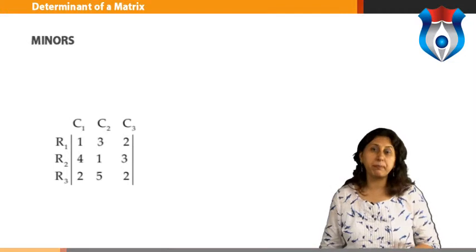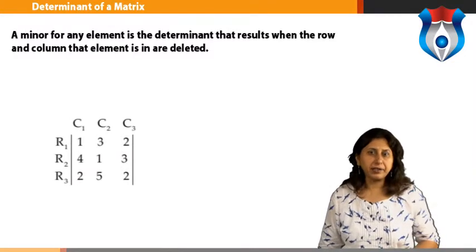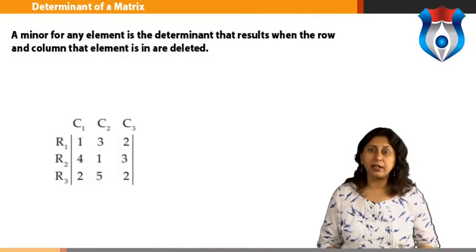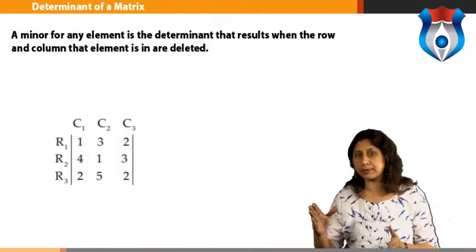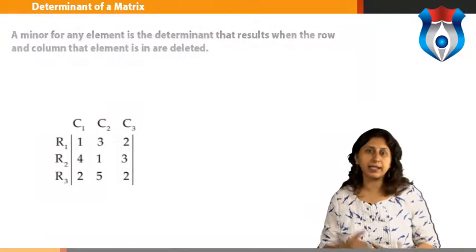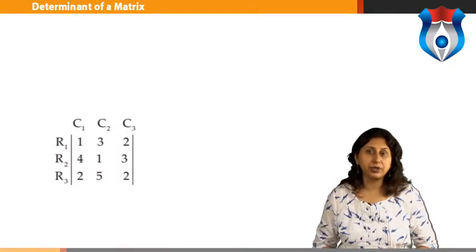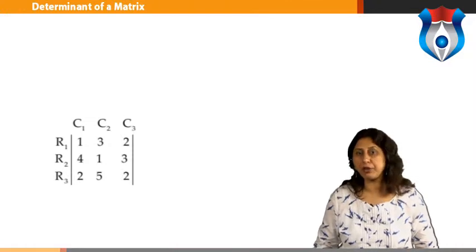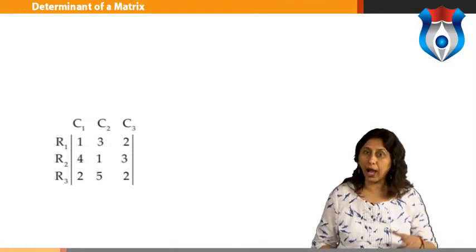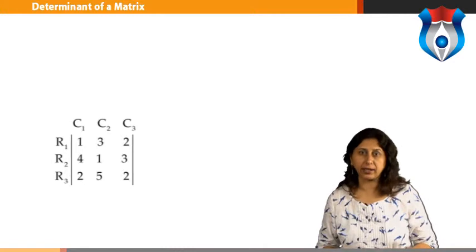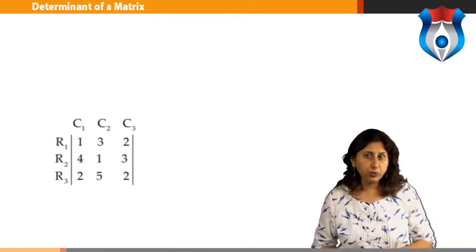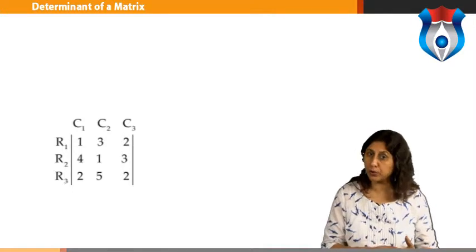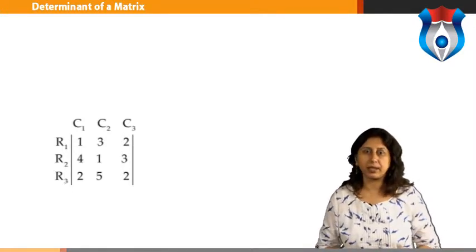Let's talk about minors. A minor for any element is the determinant that results when the row and column that element is in are deleted. The notation Mij is used to stand for the minor of the element in row i and column j. So M21 would mean the minor for the element in row 2, column 1.